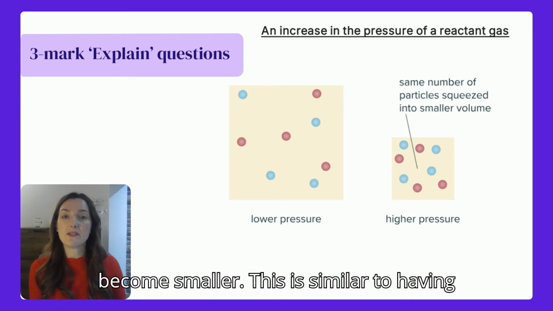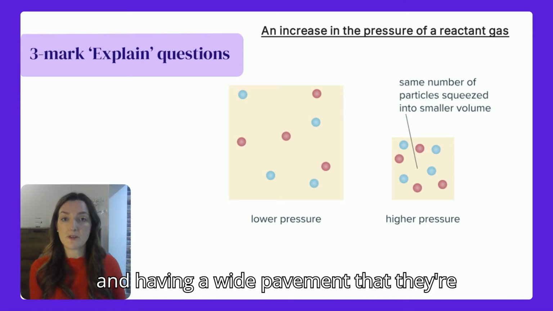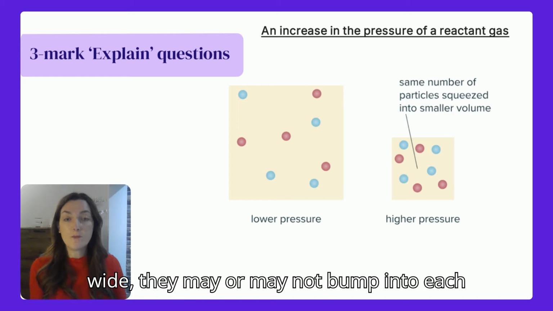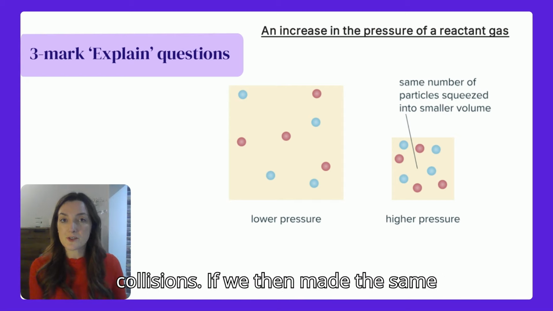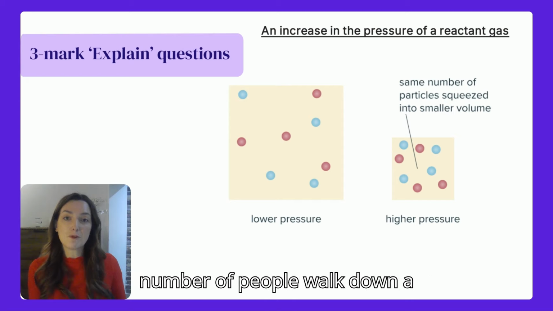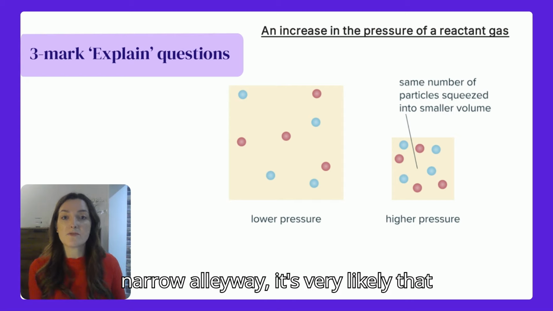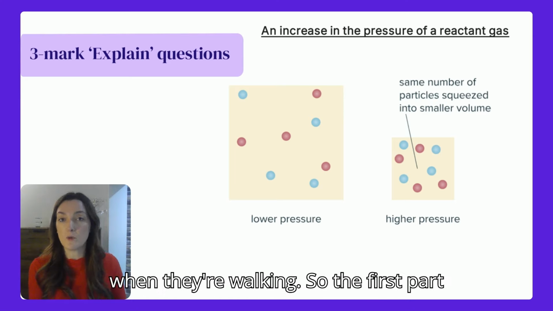smaller. This is similar to having a number of people walking down a street and having a wide pavement that they're walking down. Because the pavement is wide, they may or may not bump into each other, and therefore there may not be collisions. If we then made the same number of people walk down a narrow alleyway, it's very likely that they're going to bump into each other because there's now less room available when they're walking.